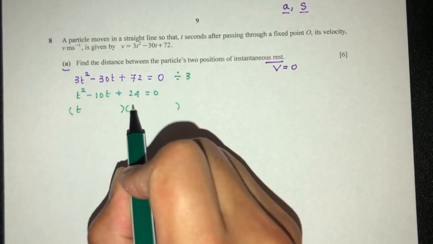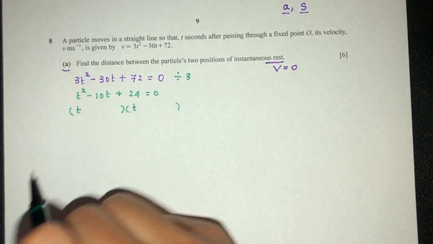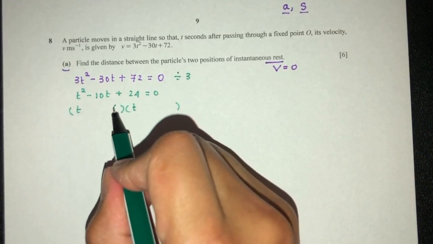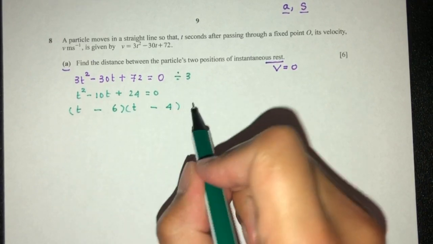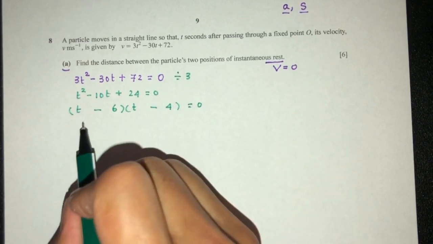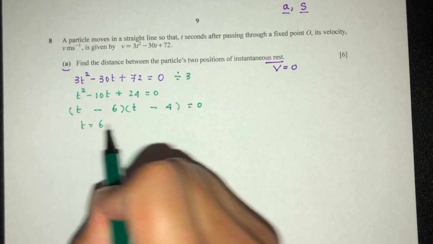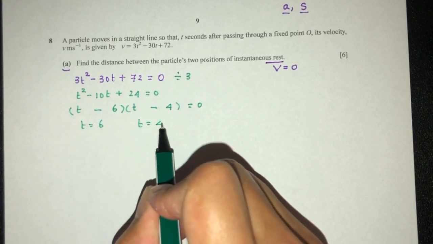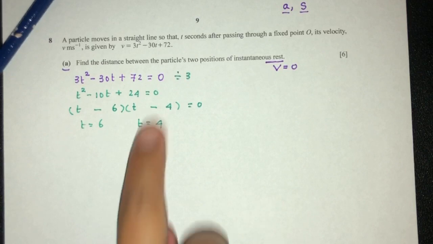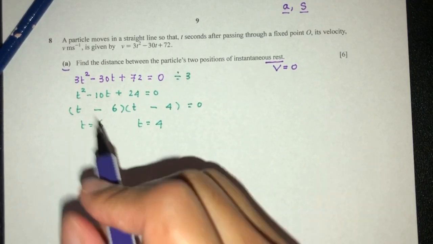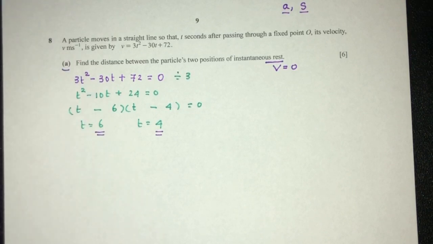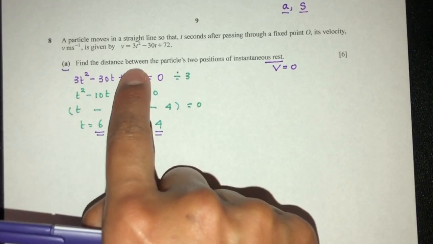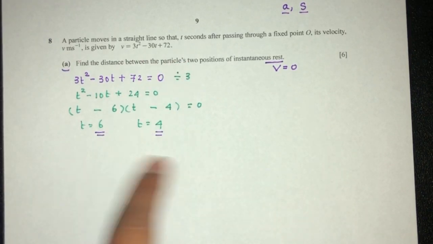Factorization, t times t. 24 is what? It is 6 times 4. To get minus 10, we have to have minus 6 minus 4. So your answer will be t equals 6 and t equals 4. So you do realize that your particle is at rest at those 2 times. Right. So now the question is, we have to find the distance traveled between these 2.